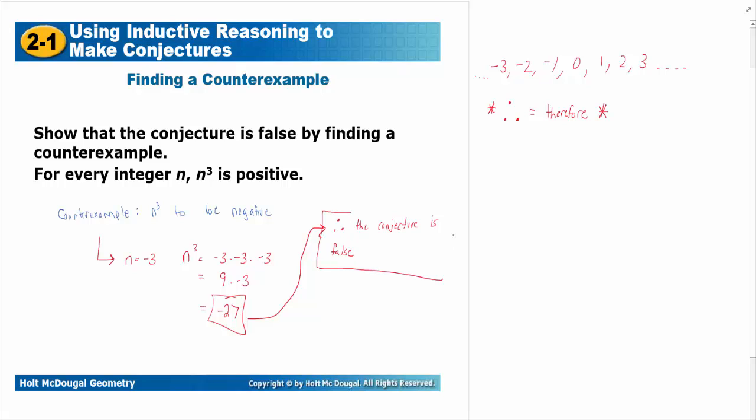So you got your counterexample, and when you got your counterexample, you can now say, you're wrong, I'm right, here's why. Long story short, that's basically what you're doing. Okay? Let's do some more here.